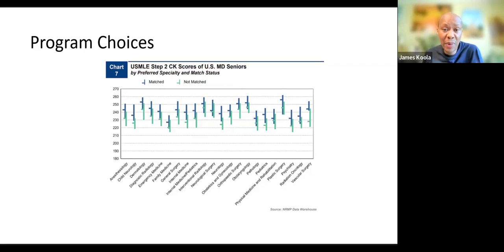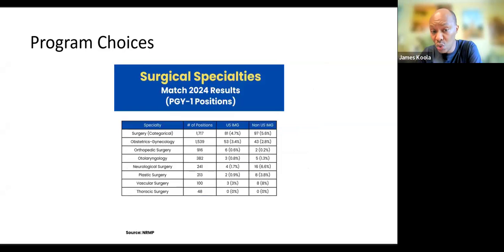You see, like plastic surgery, people who match there have above 250, 255. And people who don't match have like 245. So if somebody has 225 when he's applying for plastic surgery, what do you expect? You're not going to match. So make sure you look at these kinds of statistics and realistically tell yourself what you're going to do, see where you fall, and be true to yourself.